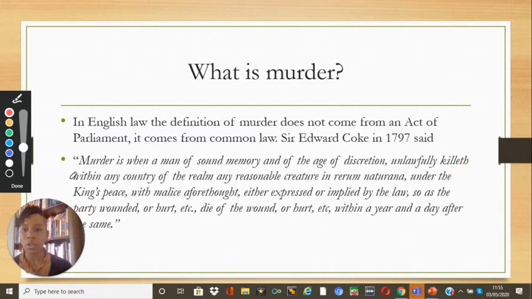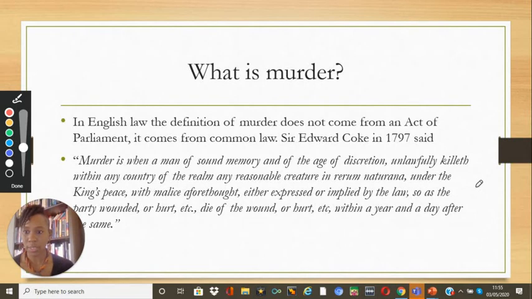And that act is the unlawful killing within any country of the realm of any reasonable creature in rerum natura.